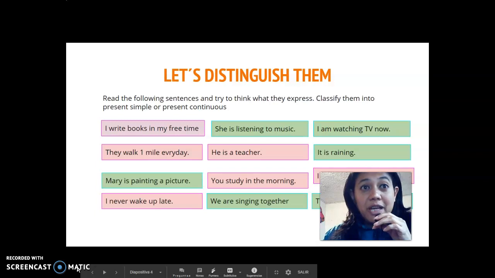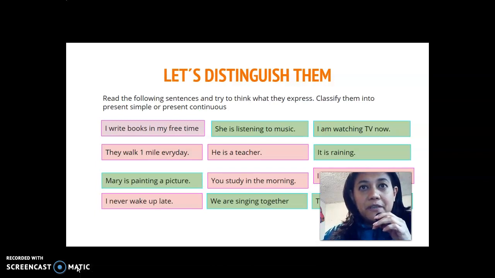I'm going to give you time to observe the sentences. Perhaps if you need to copy the sentences in your notebook to be able to do the exercise first before I answer it. You can stop the video too and try to solve it before I give you the answer.